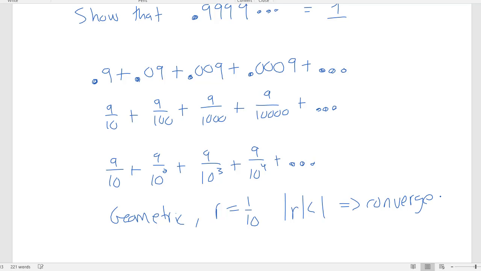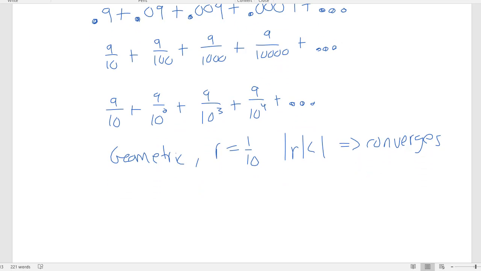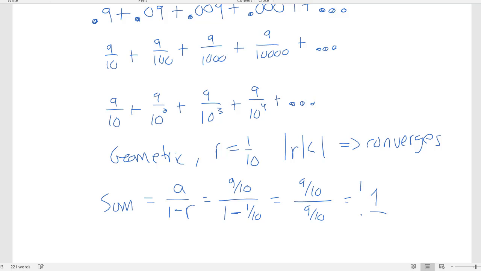Okay. Now, what's the sum of that convergent series? The sum is going to be a over 1 minus r, where a is the first term. So my first term is 9/10, and then 1 minus my common ratio of 1/10. We can see in the denominator, the number 1 is 10/10. So 10/10 minus 1/10 is 9/10, so we have 9/10 over 9/10, and there's the number 1. Isn't that cool? That is so cool.